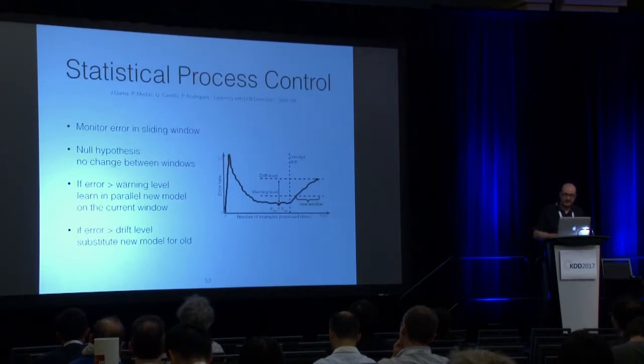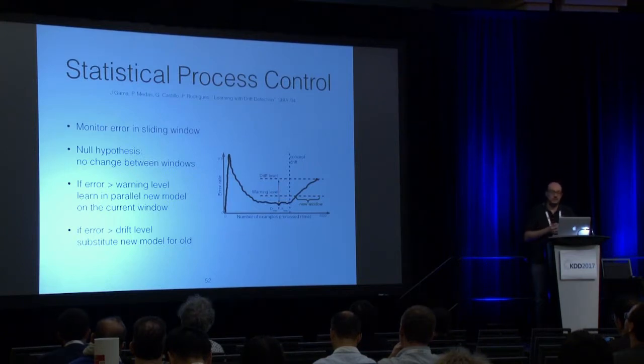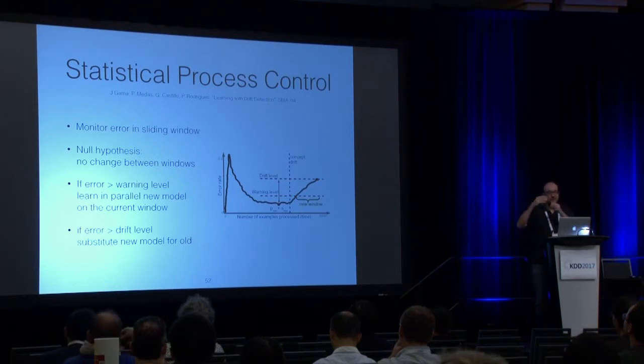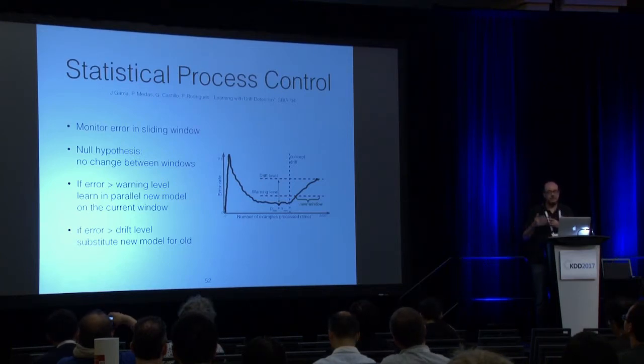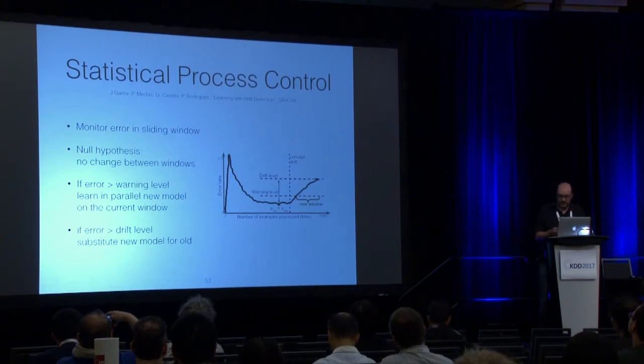Another method is statistical process control. This is based on the idea of Six Sigma. Here we suppose that the error follows a Gaussian distribution, and if the value we get is outside of these six times the standard deviation, we assume that this is a concept drift.